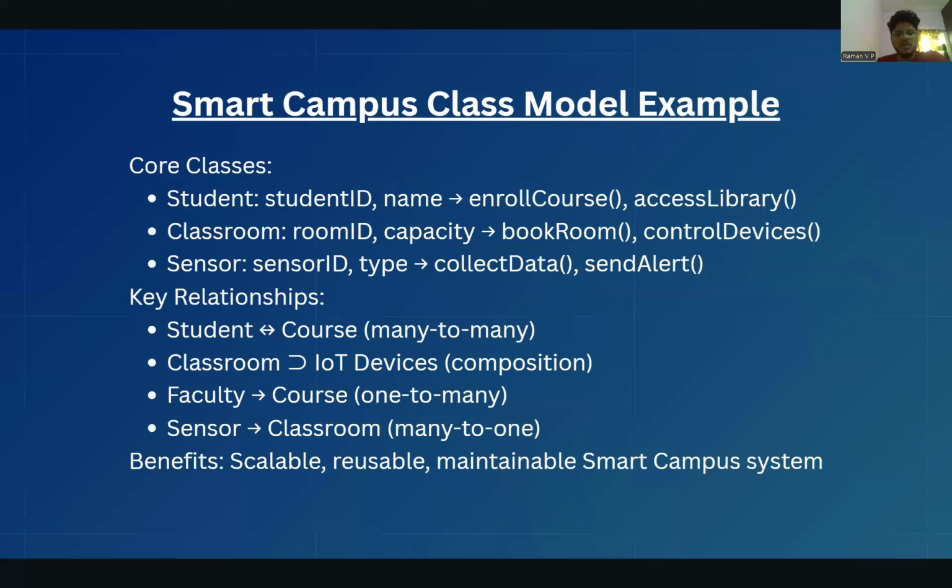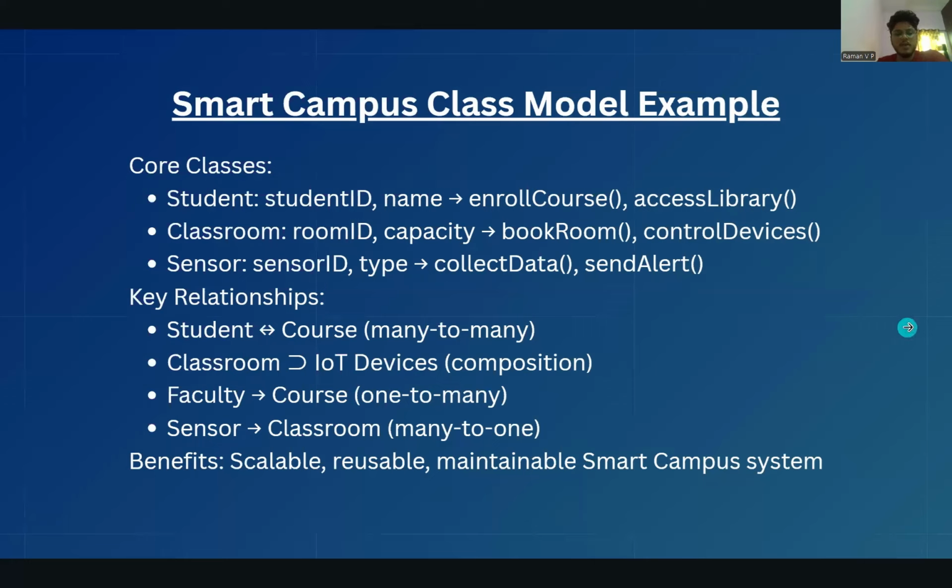Student class stores student details and methods like enroll course, mark attendance, and is connected to IoT devices for attendance via RFID or facial recognition. Course class defines course ID, course name, credits, and has methods like add student, assign faculty. Classroom class has attributes like room ID, capacity, status, and methods like book room and control devices to manage lights, AC, and projectors. Sensor class tracks environment data, temperature, motion, CO levels, and methods like collect data, send alert, and help maintain safety and comfort.